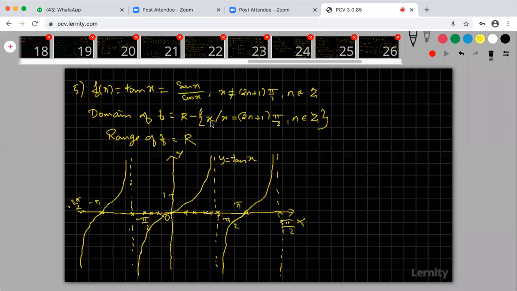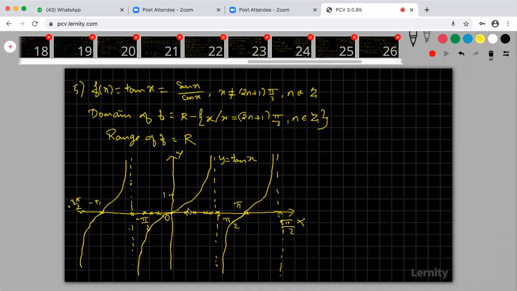Domain means you have to take x values and substitute them here, taking x values from this domain only. The function is defined on these domain values only. The domain is the real numbers minus these values, that is pi by 2, 3 pi by 2, 5 pi by 2, minus pi by 2. For those values the function is undefined, so don't take them as x values. The remaining real numbers you can take and substitute here, and you will get the values.